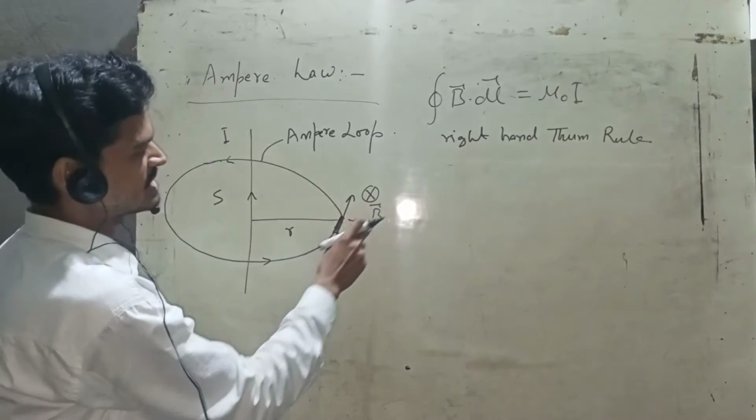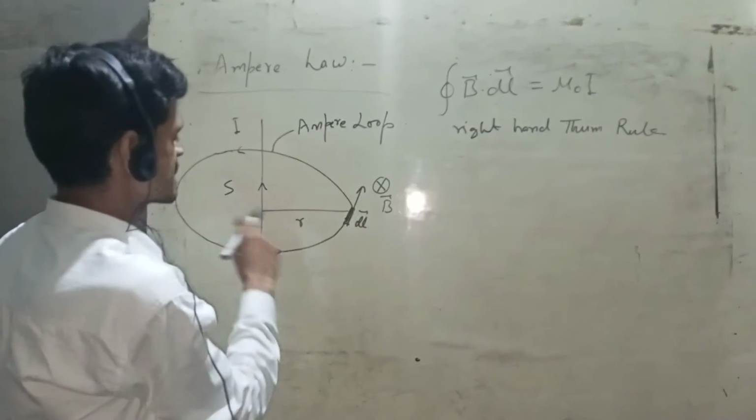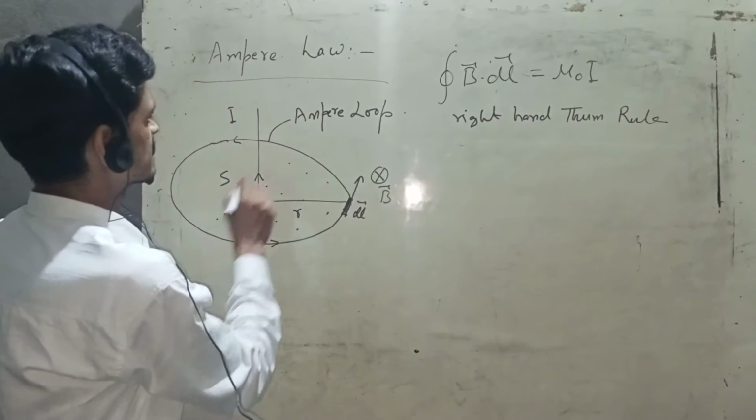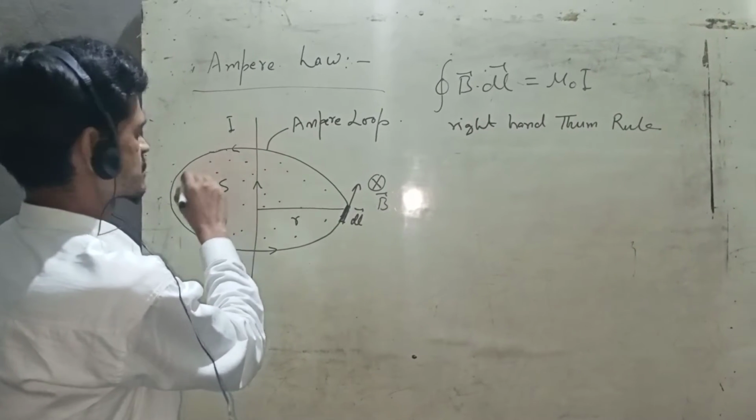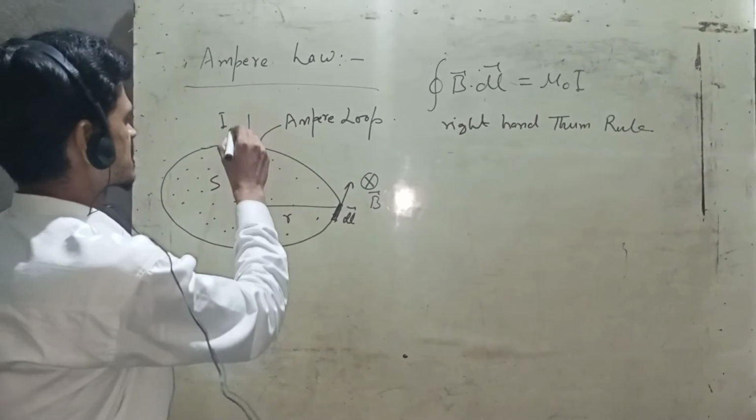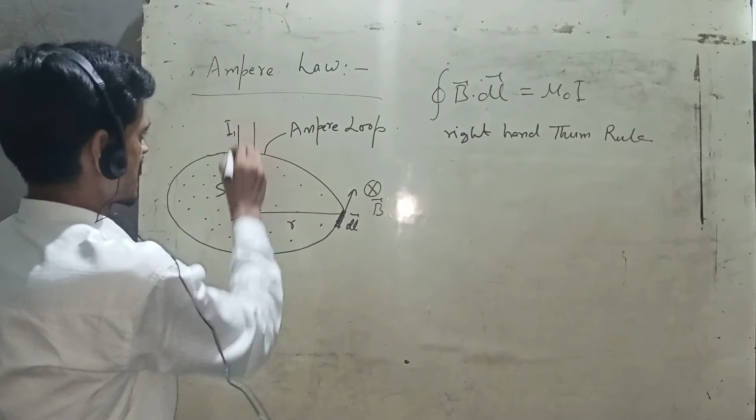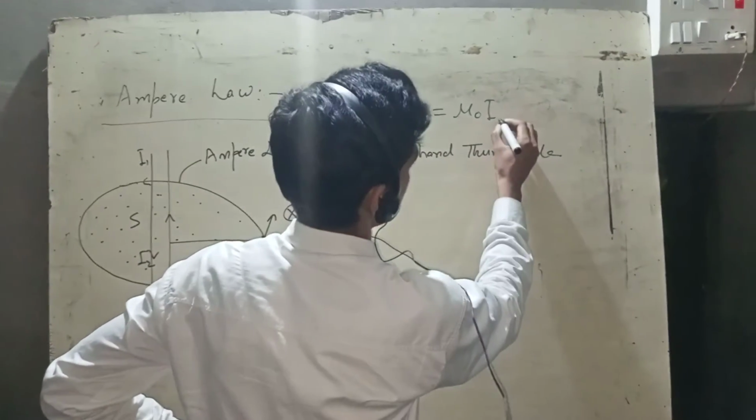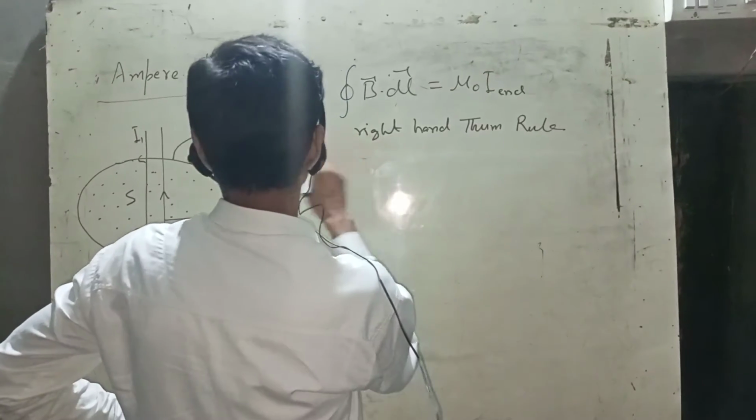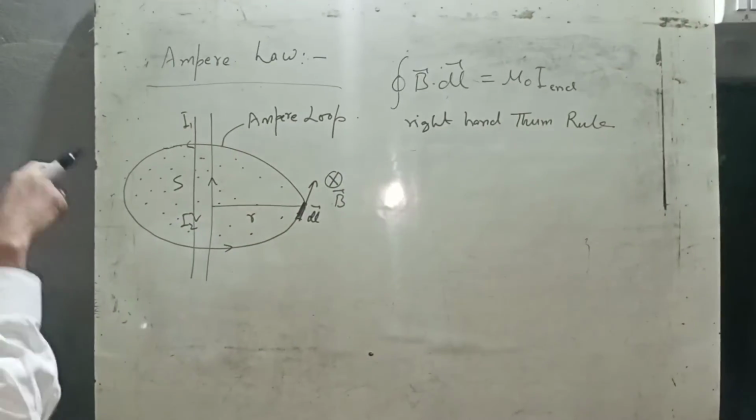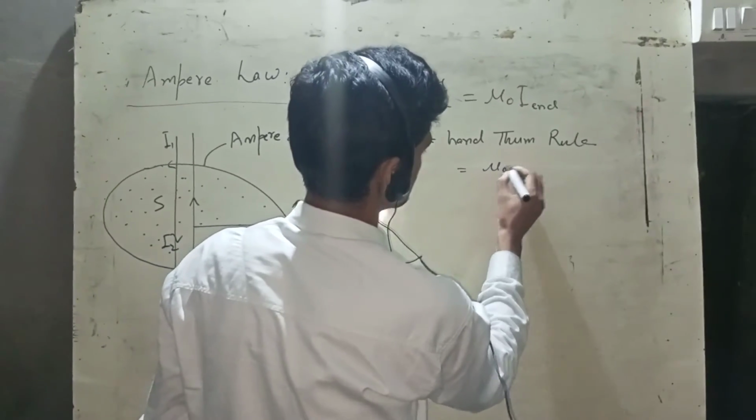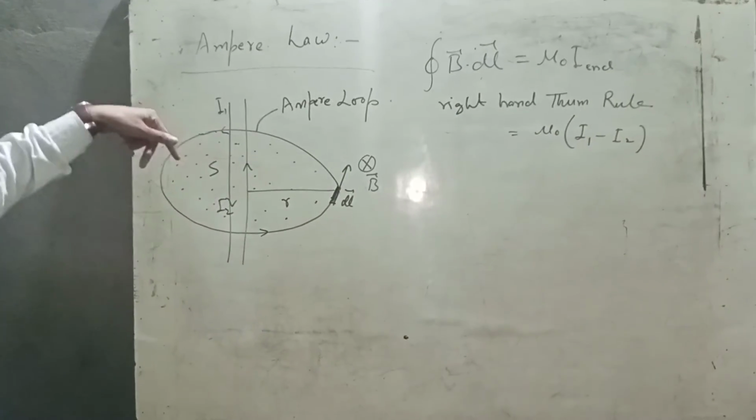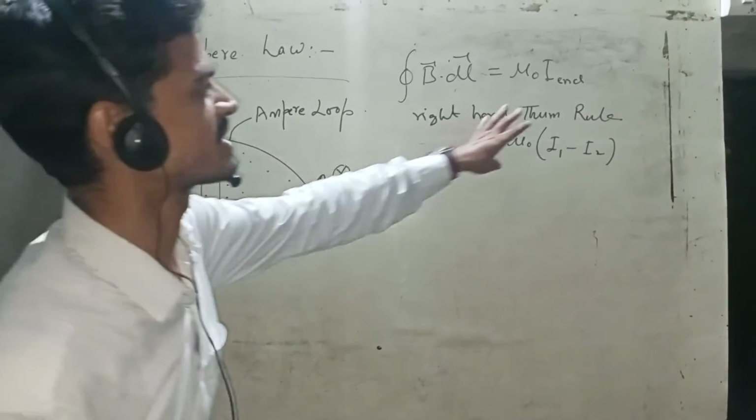So B dot dl is always mu 0 I, where I is the current flowing inside this surface, that is, enclosed by this boundary. Suppose another current is flowing in this direction. Suppose this one is I1, this one is I2. Then using this loop, let us write this as I enclosed. Suppose another wire is carrying current in the downward direction. Then this is written as mu 0 (I1 minus I2). Why have I written minus here? Because the current is flowing in this direction, and we can find this using the right hand thumb rule.